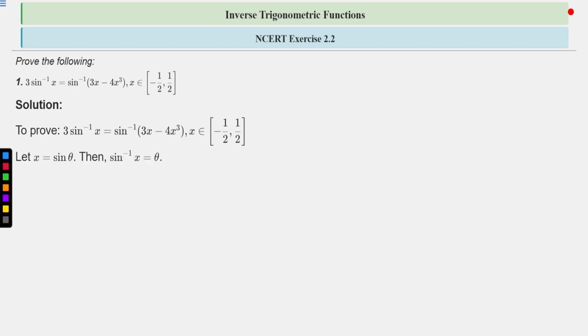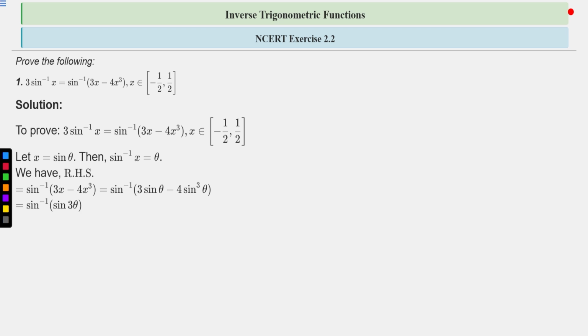let us take x is equal to sine theta, right? We have taken x is equal to sine theta. Then sine inverse x will be equal to theta, right? Got it? Now we have in the RHS sine inverse 3x minus 4x cube, right? So by putting the value of x in the RHS, you will get sine inverse 3 sine theta minus 4 sine cube theta, right?